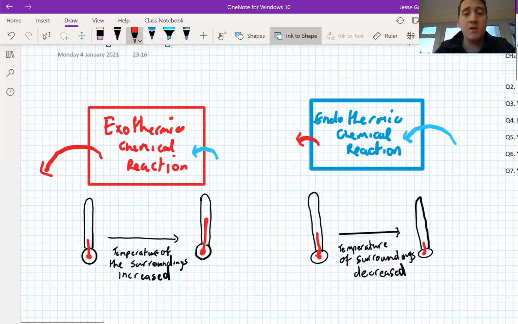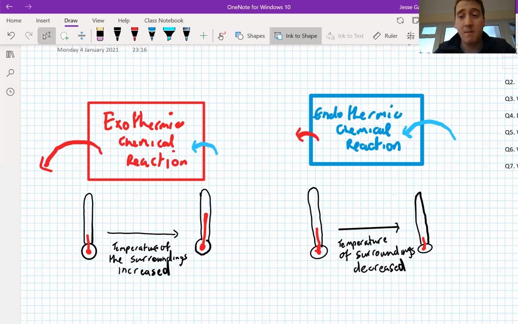Now notice what I'm doing in this chemical reaction: I'm measuring the temperature using a thermometer. That is not actually telling me how much energy is moving in the reaction. It's only giving me a change in temperature.